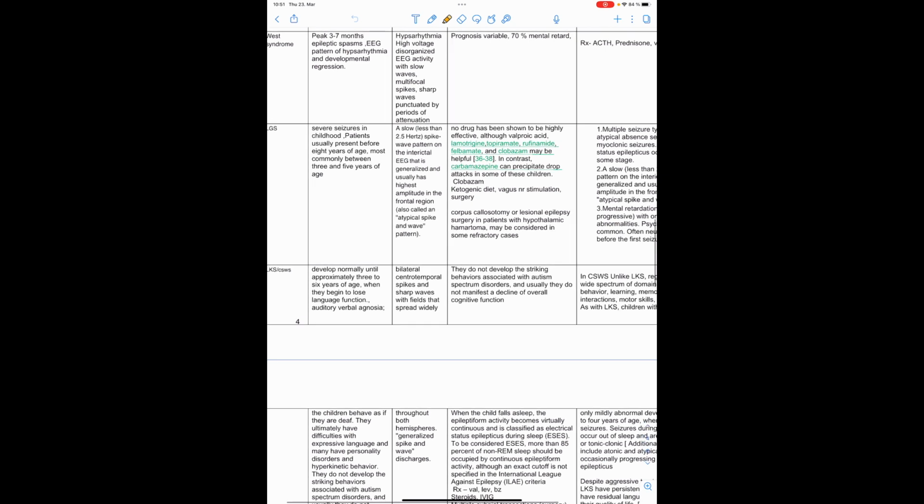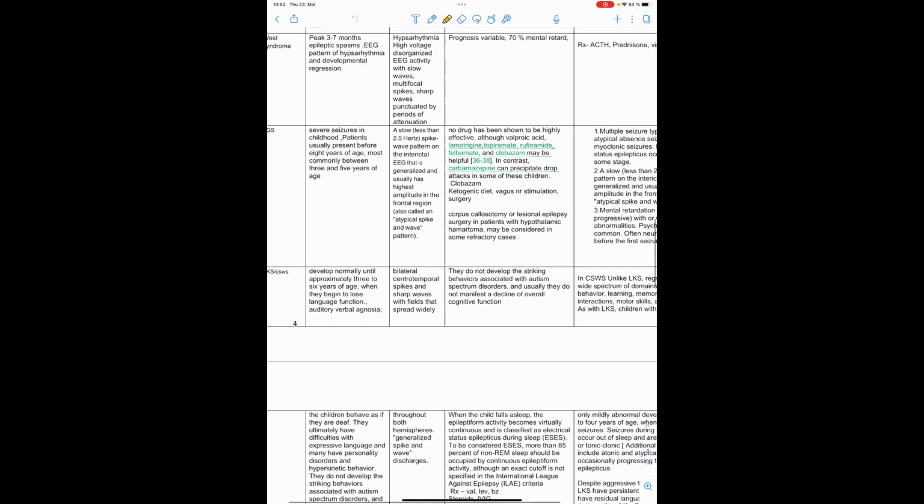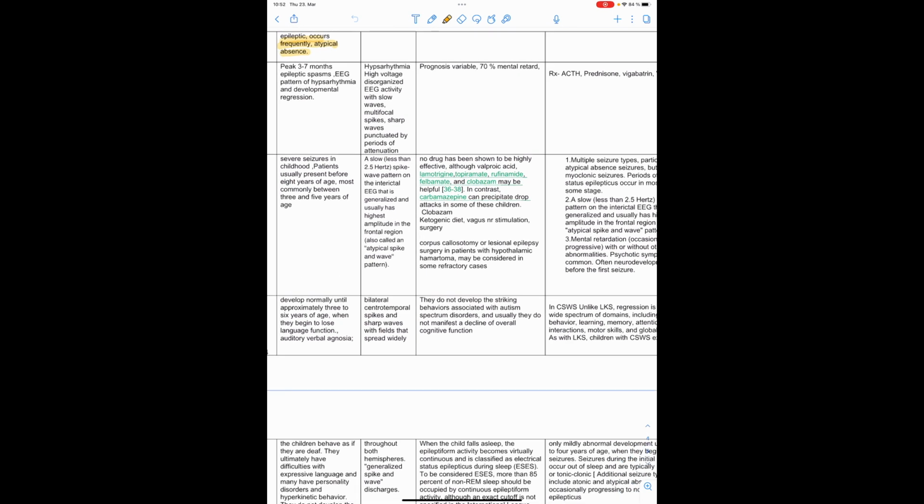Hypsarrhythmia is high voltage disorganized EEG activity with slow waves, multifocal spikes, sharp waves punctuated by periods of attenuation. So, what is hypsarrhythmia? These are the high voltage disorganized EEG activity with slow waves, multifocal spikes, sharp waves punctuated by periods of attenuation. The prognosis is variable. 70% are mentally retarded.